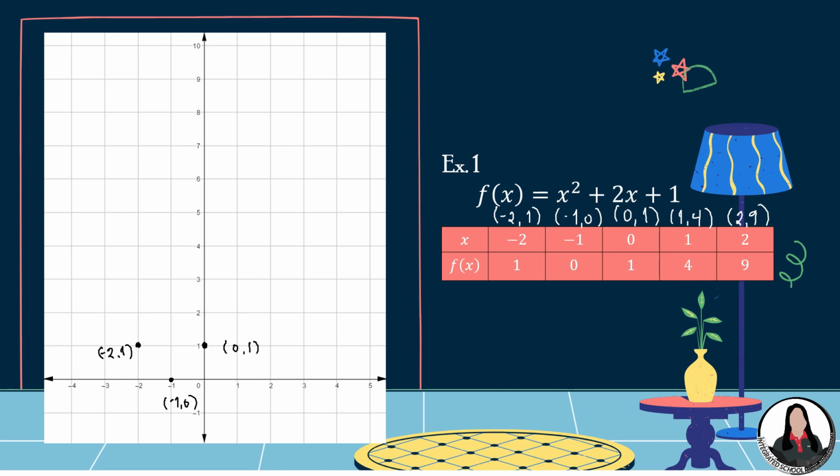Next, we have 1, 4. Okay, 1, 4. And the last one, we have 2, 9. So that is plotted here. Okay, so 2, 9. Okay, so if we are to trace the points plotted on our Cartesian coordinate plane, we will be able to create a parabola.